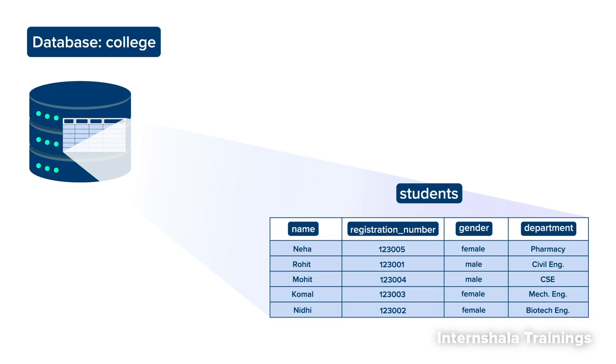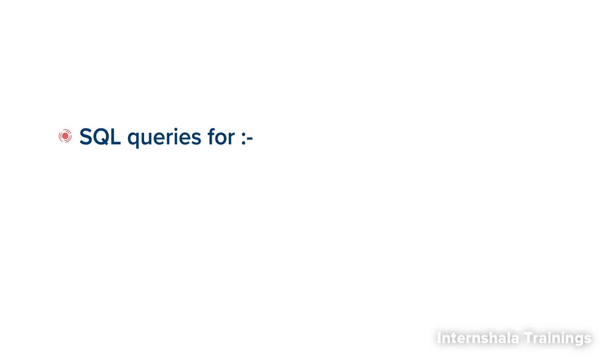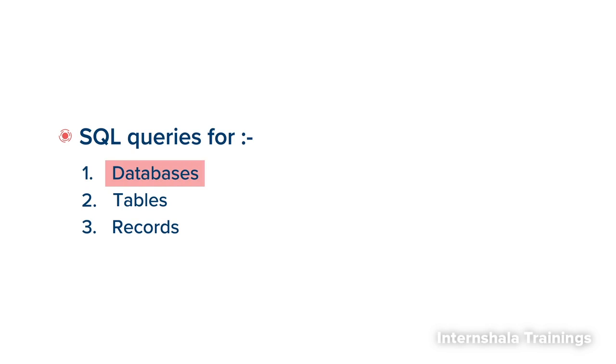Now, if we want to communicate with the database and edit, store, or delete the content inside it, we have to use SQL queries for three different categories. The first category is databases, the second category is tables, and the third category is records. Let us first understand various SQL queries used for each of these categories one by one. We will start with the one that deals with the databases.